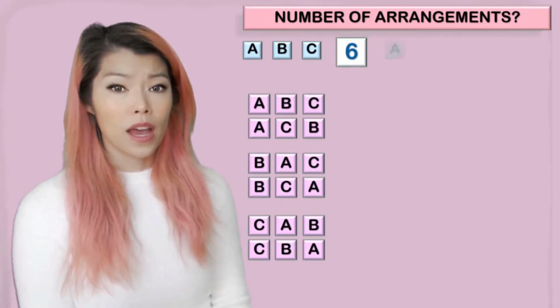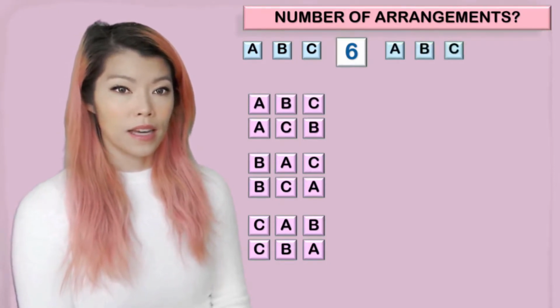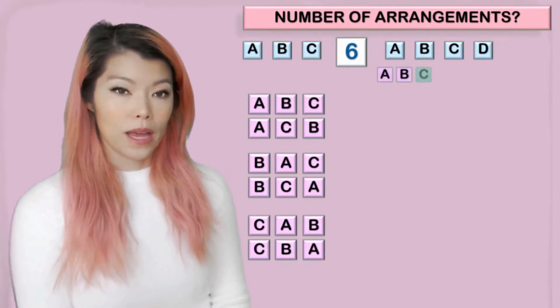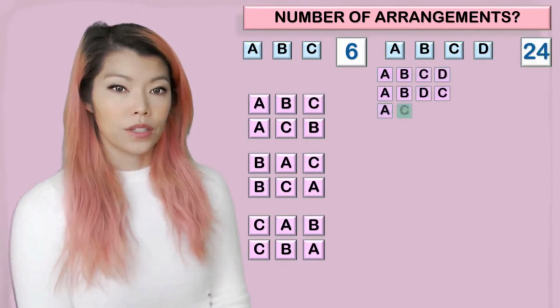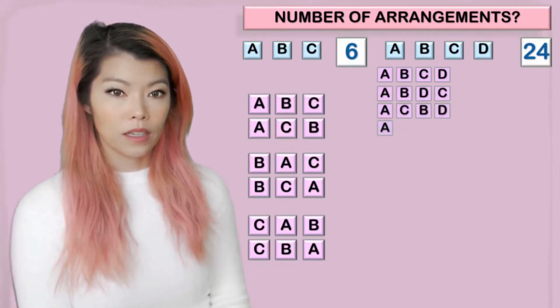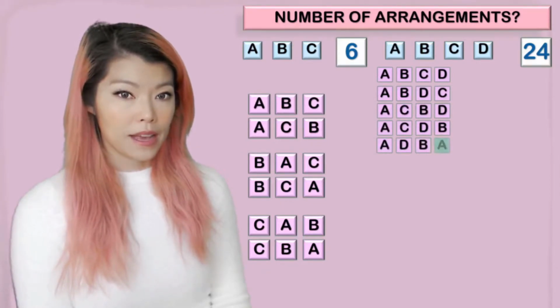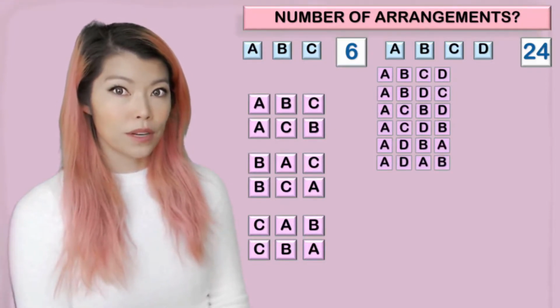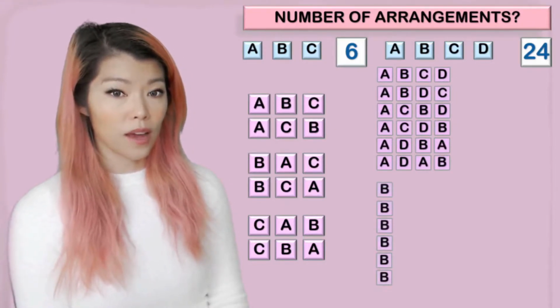What happens if you have ABC and D? How many different ways could you arrange it? Well, you could do ABCD, you could do ABDC. So you could start with A and have 6 different arrangements. But let's see if we can find a pattern. You could start with B.